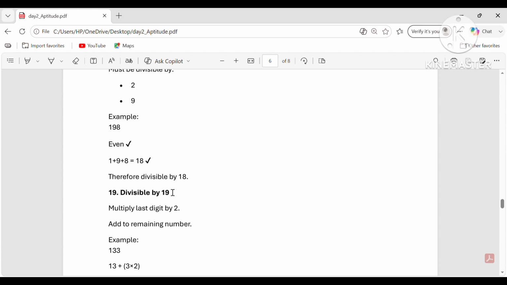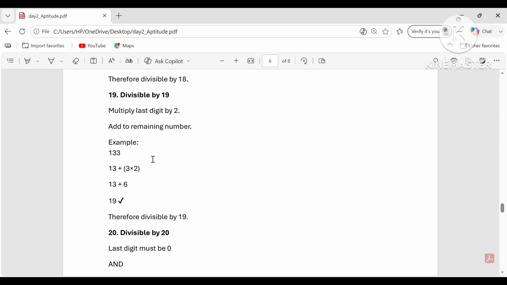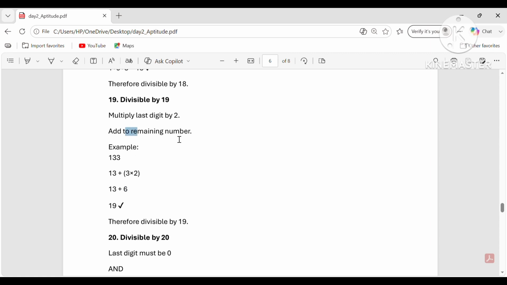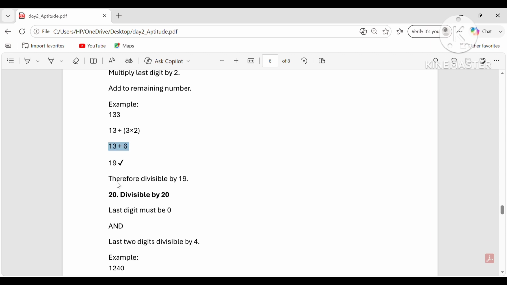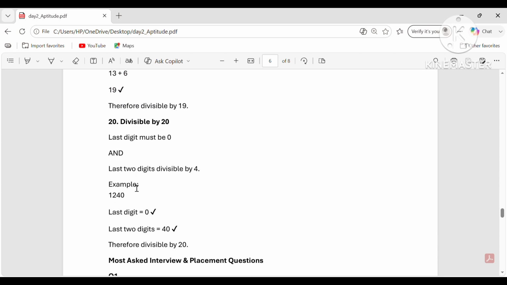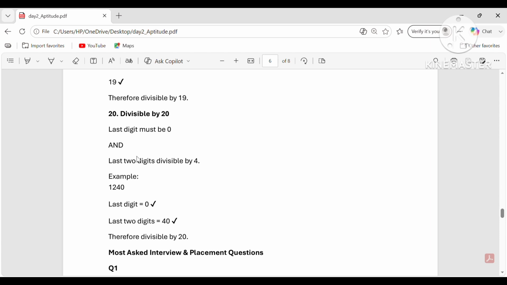Divisibility by 17. Multiply the last digit by 5 and subtract from the remaining number. Here the last digit is 9. 9 into 5, we got 45. The remaining one is 28. So we got minus 17. We won't consider minus values, so we remove the minus. The remaining number is divisible by 17, then the given number is divisible by 17.